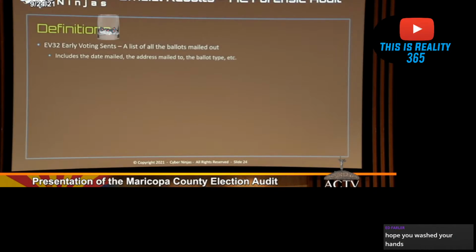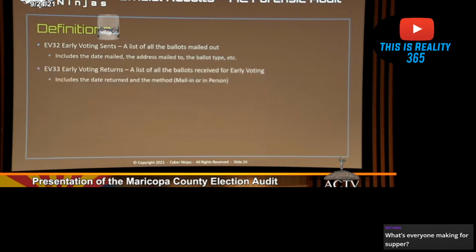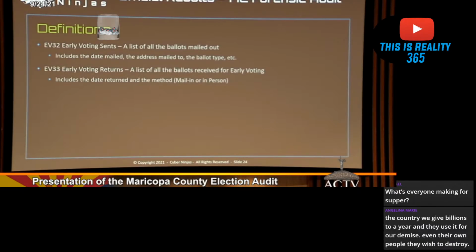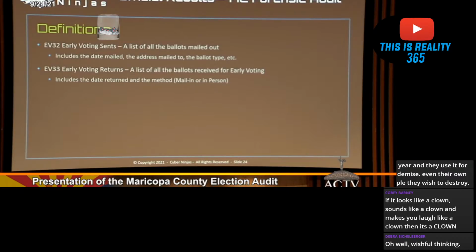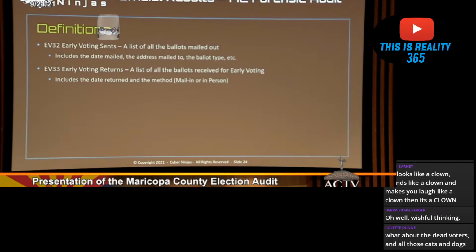Then we have our EV32 files, or EV32 early voting sent. Every single time a mail-in ballot is sent, it's supposed to have an entry in an EV32 file that corresponds with that mail-in ballot that's sent out. Likewise, we have an EV33 file, which is when any type of early vote is returned. Now, this includes both when a mail-in ballot is received and when someone comes and votes in person. EV33 includes both of those.